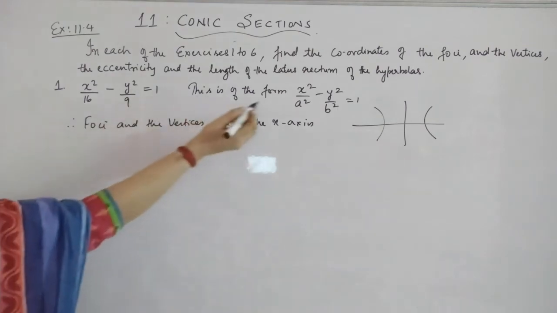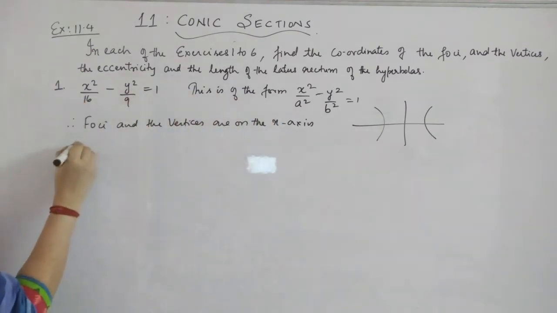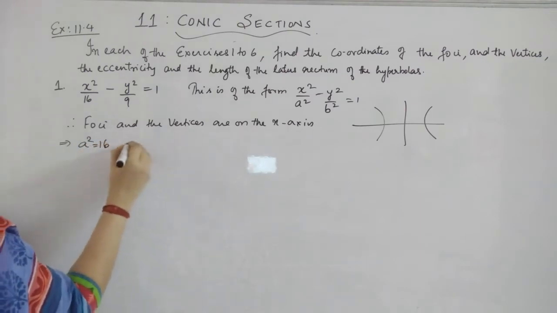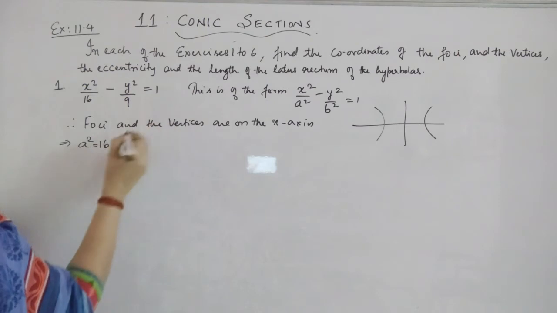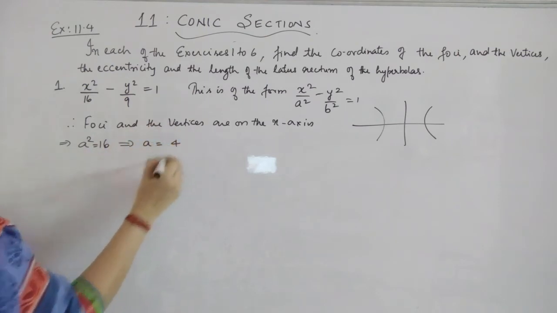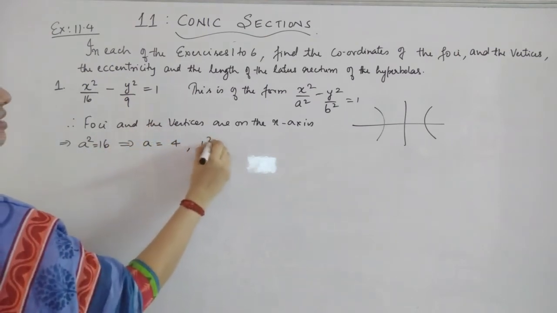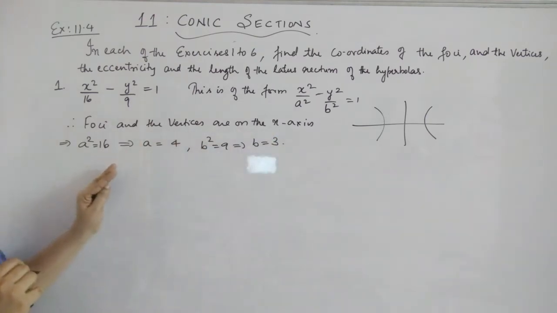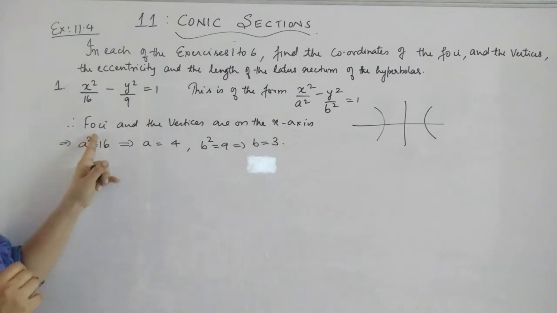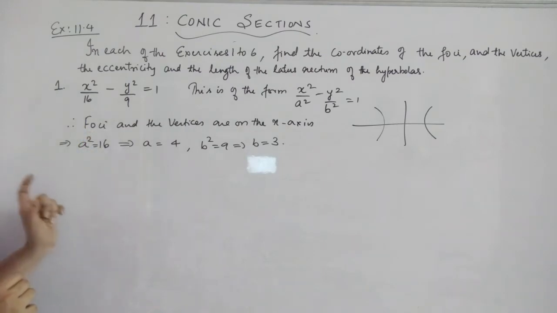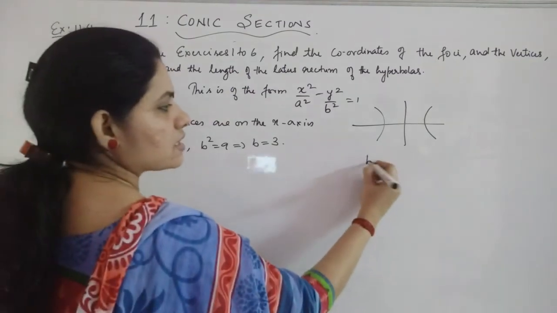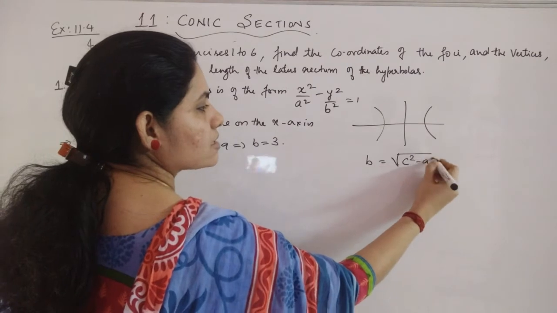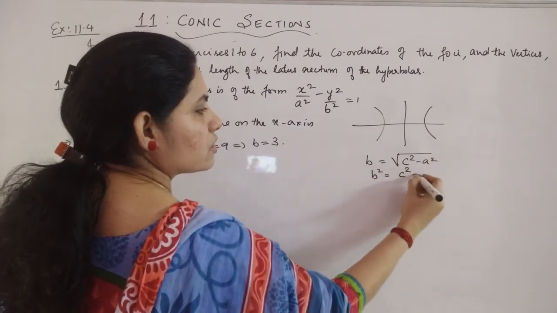So you can say a square is 16, and b square is equal to 9. So a square is 16 means a is equal to 4, and b square is equal to 9 will give you b is equal to 3. Now we have to find out c in order to get the coordinates of foci. So what is the relation connecting a, b and c? We have just dealt with the formula: b square is equal to c square minus a square.